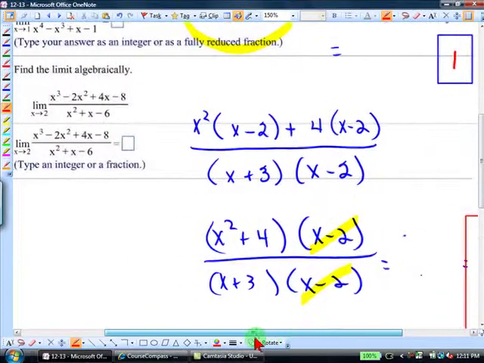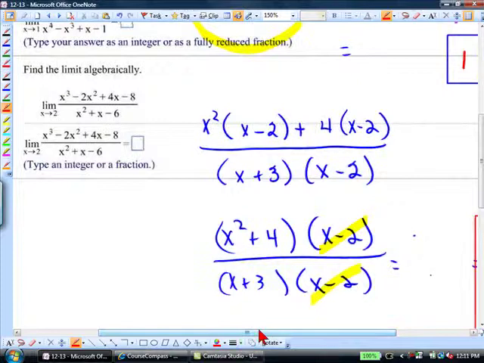All right. Same thing on this one. You had to use grouping to do the top, and you ended up with x squared plus 4 times x minus 2. You factored the bottom, and you get x plus 3 and x minus 2. Cancel out, and you've got x squared plus 4 over x plus 3. As we approach 2, what will be the limit?